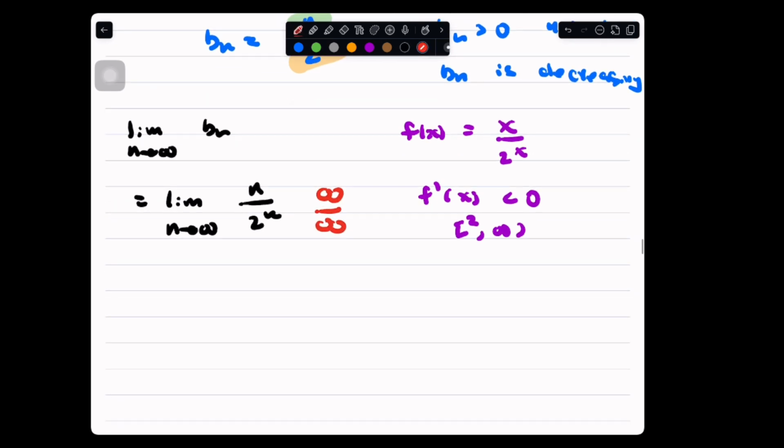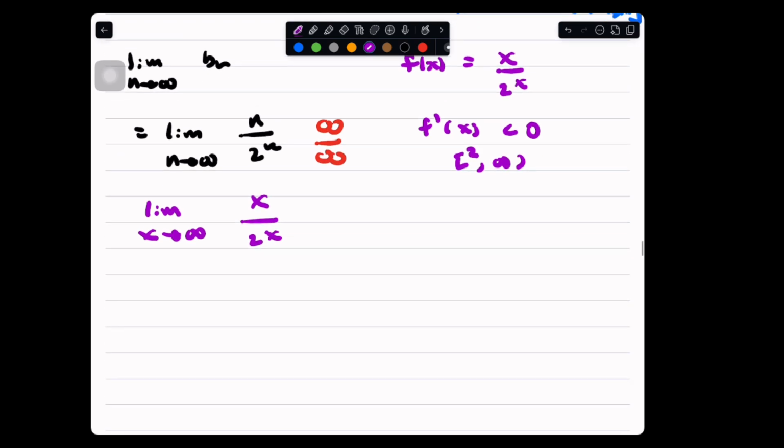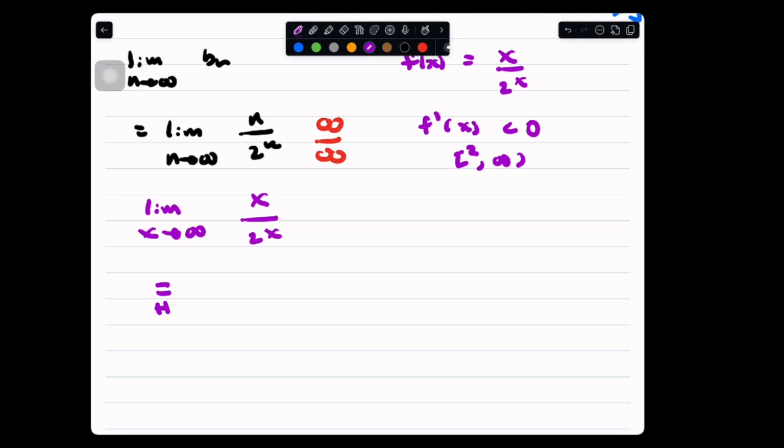Oh, darn, we got to go to calculus 2. What do we use in calculus 2? L'Hopital's rule. Change the variable to x because the domain has to be over real numbers. What's the derivative of 2 to the x? Do you guys know? 2 to the x, Alan. Yeah, ln 2, 2 to the x. Ln 2 is a constant.